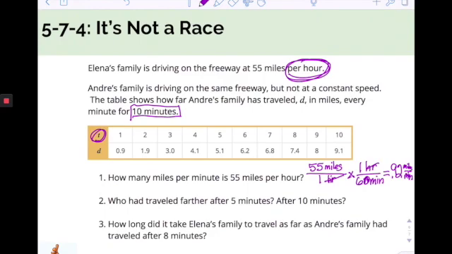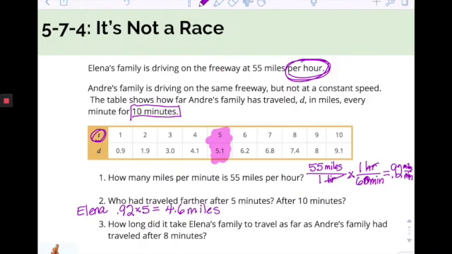All right, so who had traveled farther after 5 minutes? Super easy to find for Andre. He went 5.1 miles in 5 minutes. Elena, not that difficult to figure out. We're just going to do 0.92, and this is Elena, times 5, and that's going to give us about 4.6 miles.